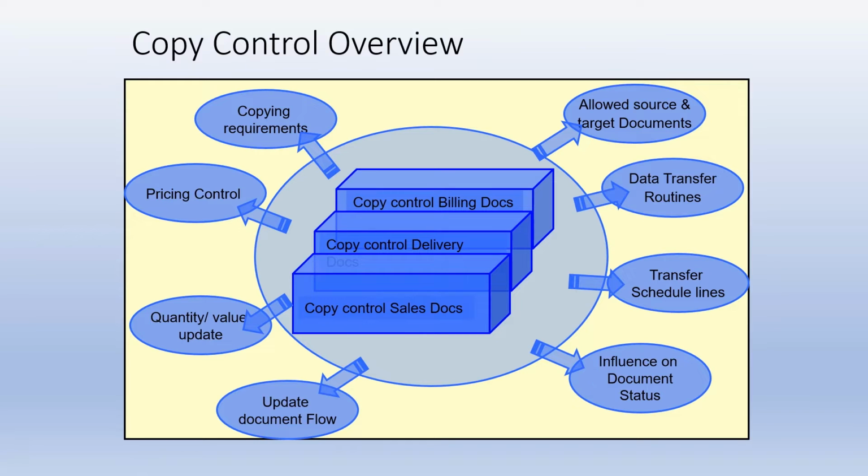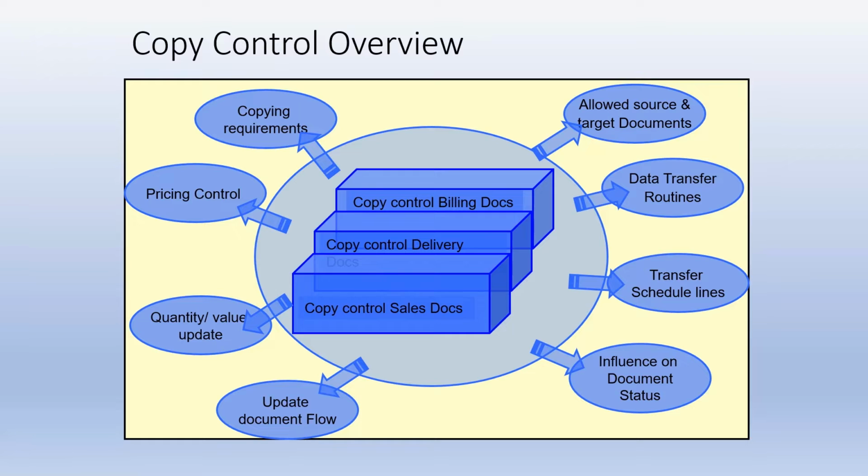So copy control from sales to delivery, then delivery to billing. Then we will see in the configuration, all these are different fields which we need to maintain. Copying requirements are some requirements, kind of small programs. Once this requirement is fulfilled, then only the system will allow copying from one document to another. There are different requirements available.